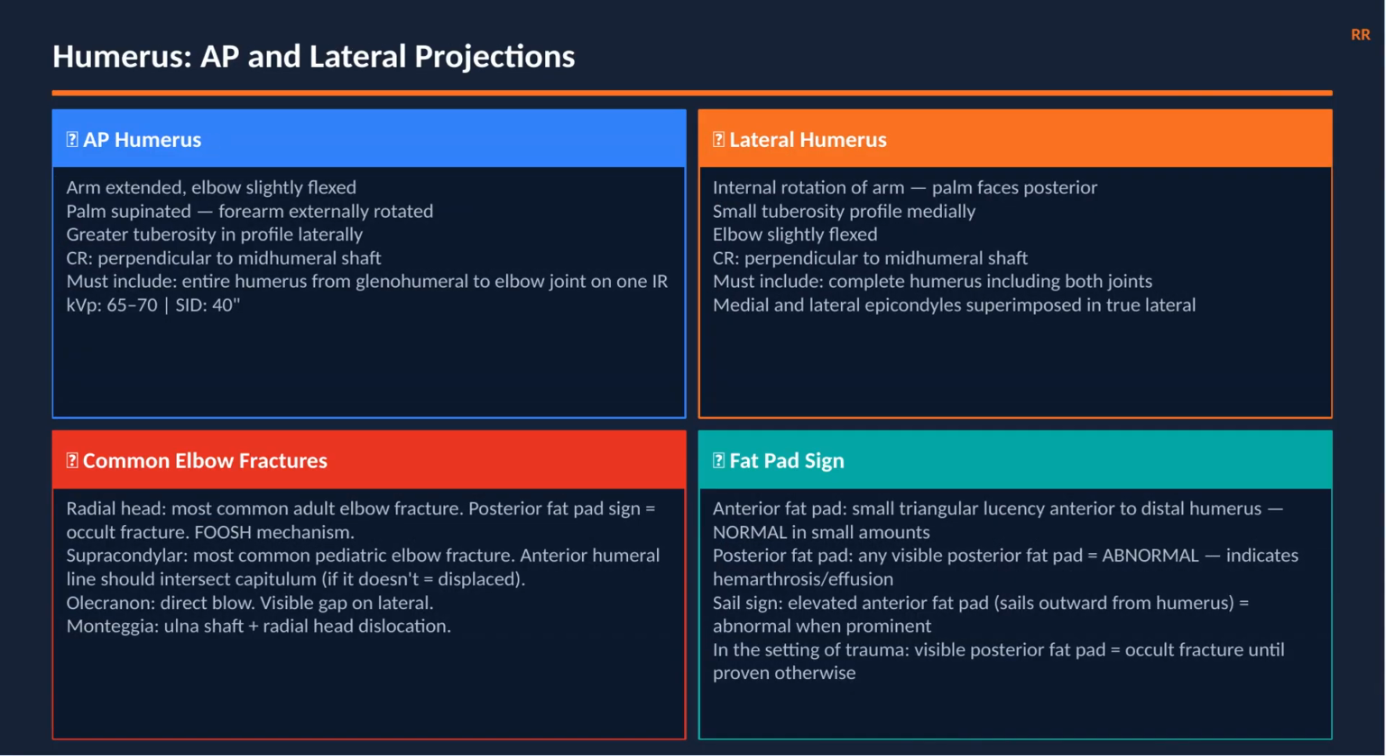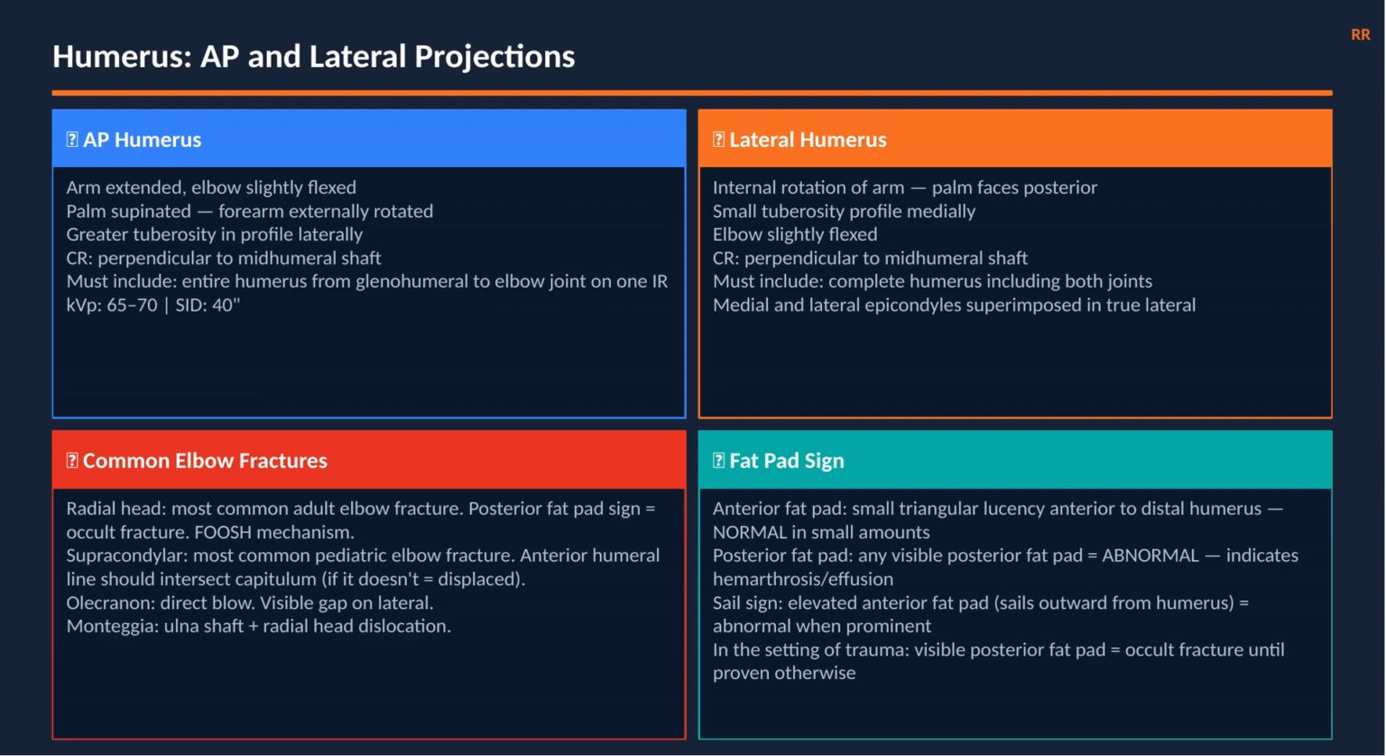AP humerus. Arm extended, elbow slightly flexed. Palm supinated, external rotation of the entire limb. This places the greater tuberosity in profile on the lateral aspect of the humeral head. CR perpendicular to mid-humeral shaft. SID 40 inches. kVp 60-70. Must include the entire humerus, glenohumeral joint to elbow joint, on one image.